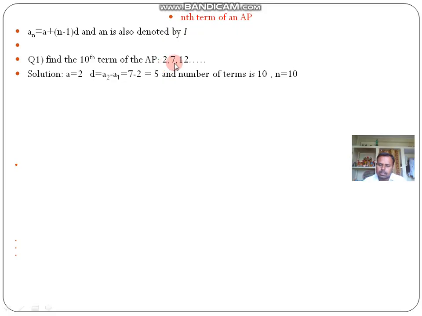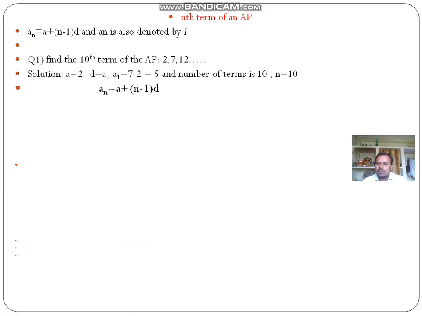2 plus 5 is 7, 7 plus 5 is 12. So we have to find the 10th term of this sequence. So n = 10 and the number of terms is 10. So what is the 10th term of this sequence? How to find it? If you write 2, 7 and 12 like this, similarly if you add 5, then what you will get? You will get 17. So what is the 10th term of this sequence?